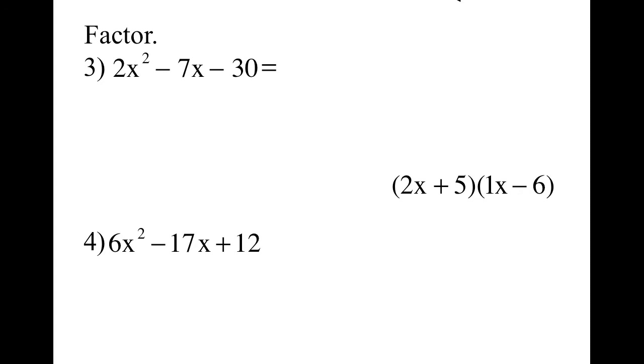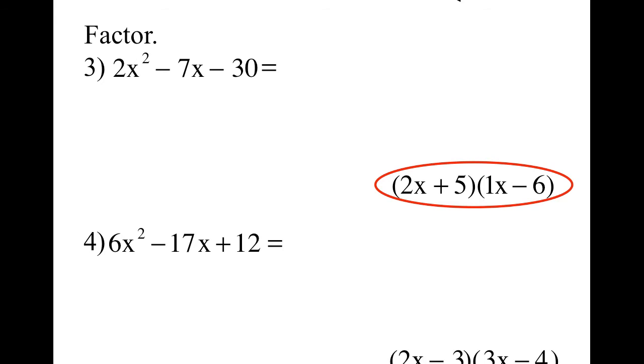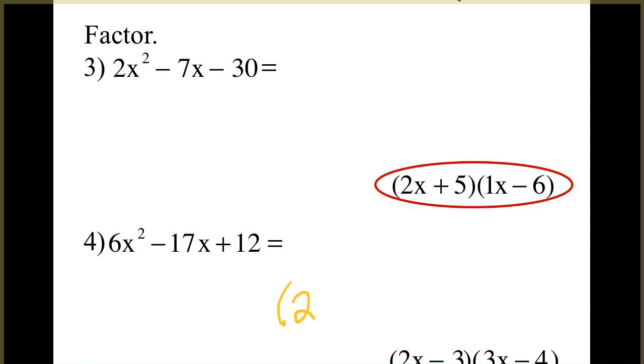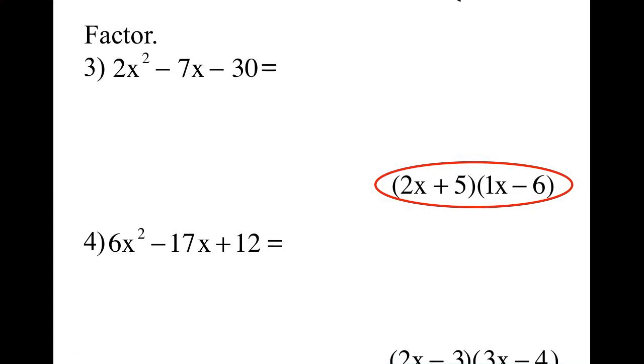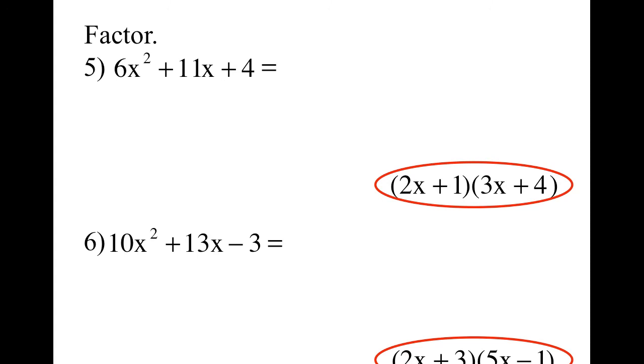Check your work now. For number 3, the answer is the quantity of 2x plus 5 times the quantity of x minus 6. For number 4, the answer is 2x, the quantity of 2x minus 3. I know you can't see that, so I'll rewrite it, times the quantity of 3x minus 4. All right, now I'm going to skip ahead a little bit. You can always go back, pause the recording, and see if you can work out these problems.